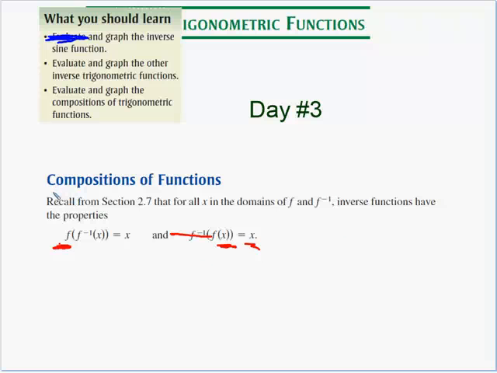Okay, so that's just a quick review. What are composed functions? One function that's run through another. And if they happen to be inverse functions, they're going to undo what the other did, and our answer in this case is just going to be that x.